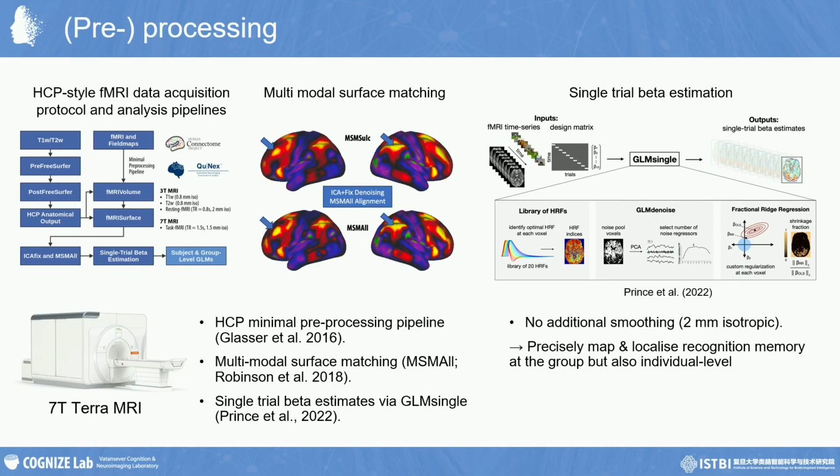The image processing, it's 7T fMRI. We use the HCP minimal preprocessing pipeline, multimodal surface matching, and single-trial beta estimates with no additional smoothing. So the 2 millimeter is what comes out of the HCP pipeline. And all of that is basically done to precisely map and localize recognition memory at the group, but also at an individual level.